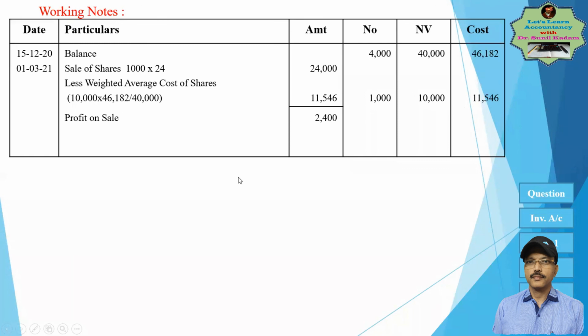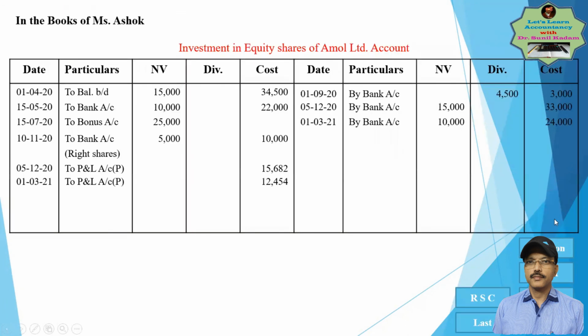Okay. So after that, we have to close this account and find out the balancing figure. 4,000 minus 1,000 comes to 3,000 and 30,000. And the balance: 46,182 minus 11,546 comes to 34,636. Let's check out. Is it the same in the investment account? It should be. Let's check.